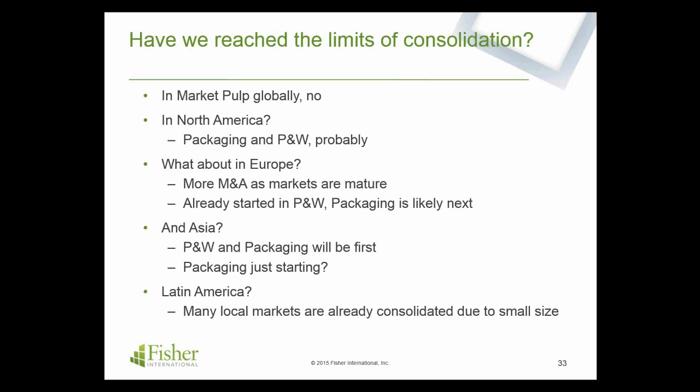And in Asia, printing and writing and packaging will be the first grades to start seeing consolidation as those markets start to slow. We've seen actually a first merger was announced earlier in the week. So packaging is maybe already starting to slow down to the point where it will drive companies to merge, or the large winners will be acquiring the smaller producers.